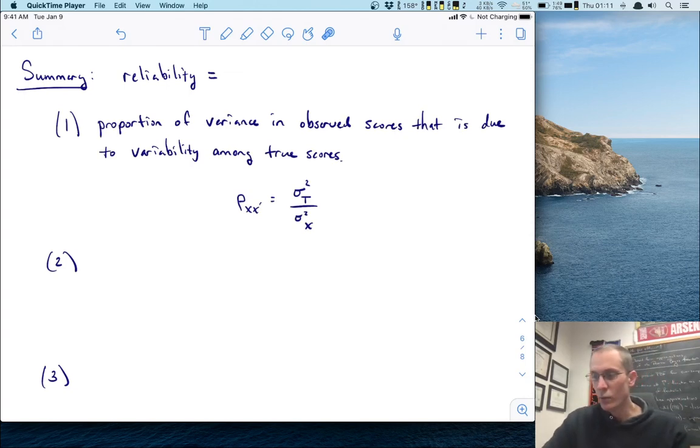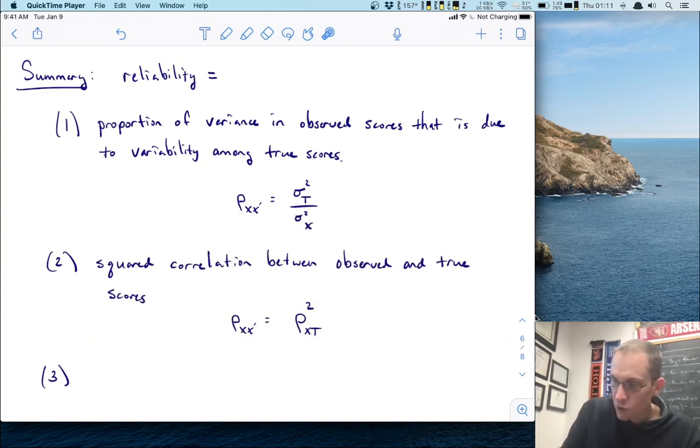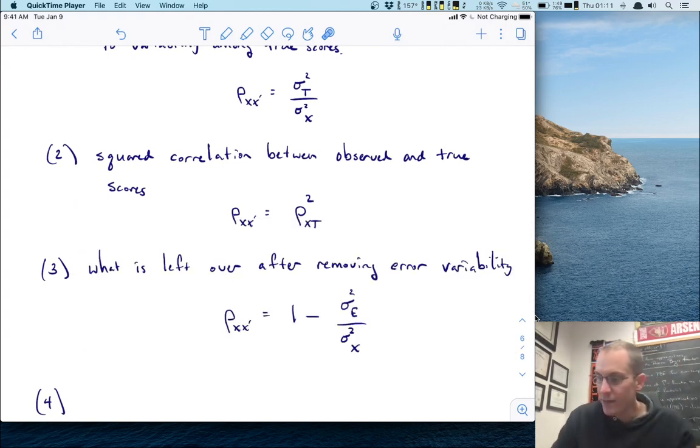Reliability is, first, the proportion of variance in the observed scores that is due to variability among the true scores. Memorize this. Write it down. In a formula, it looks like that. It is also, as we saw, the squared correlation between the observed and true scores. So as a formula, it's rho squared xt. Again, it's not the correlation, it's the squared correlation. And then we've got the two sort of negative relationships. We've got that it's what's left over after we remove error variability, which was that formula.